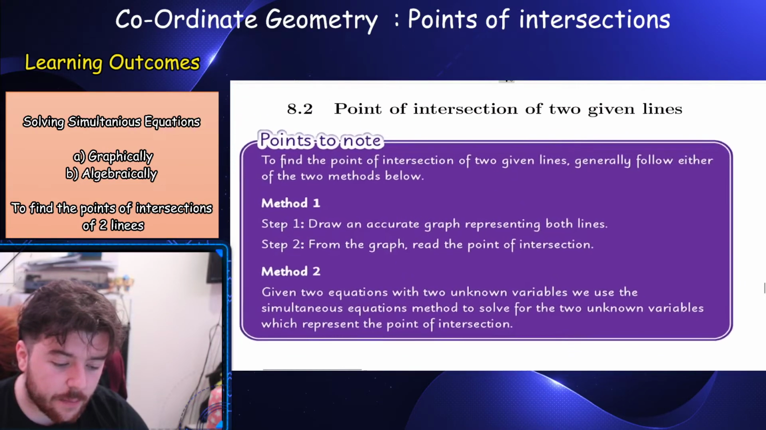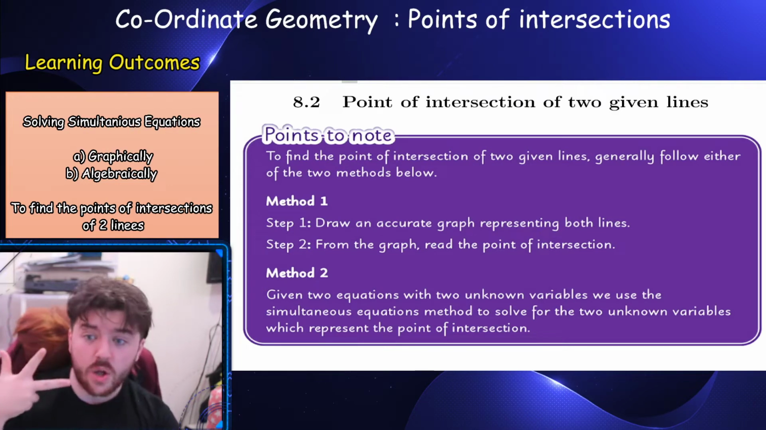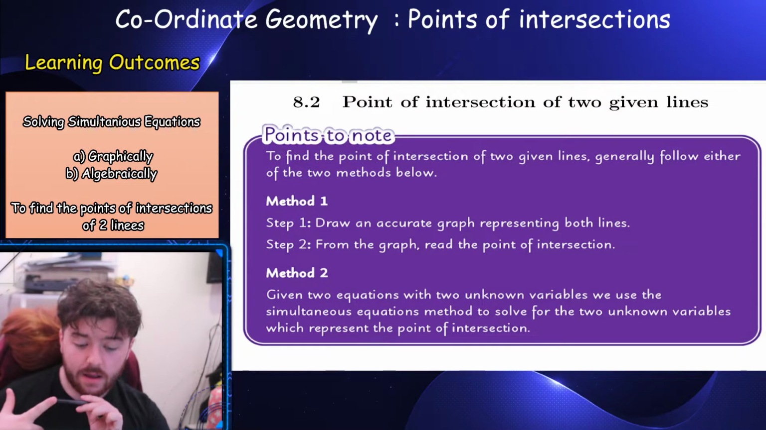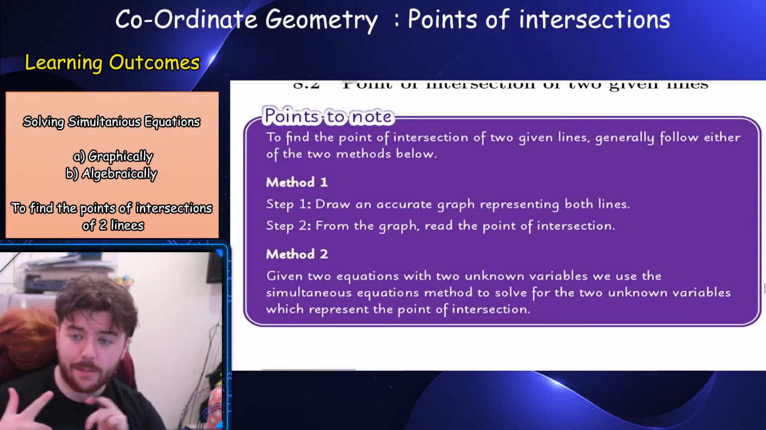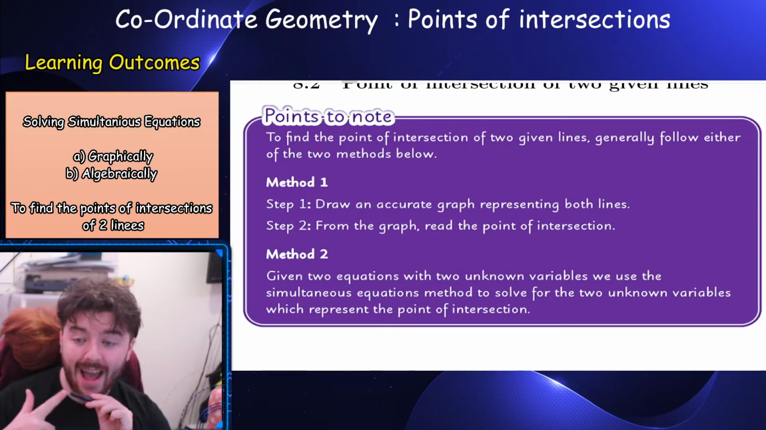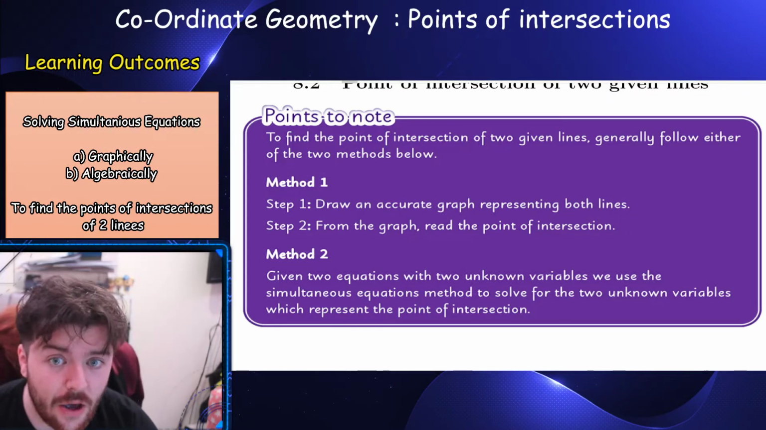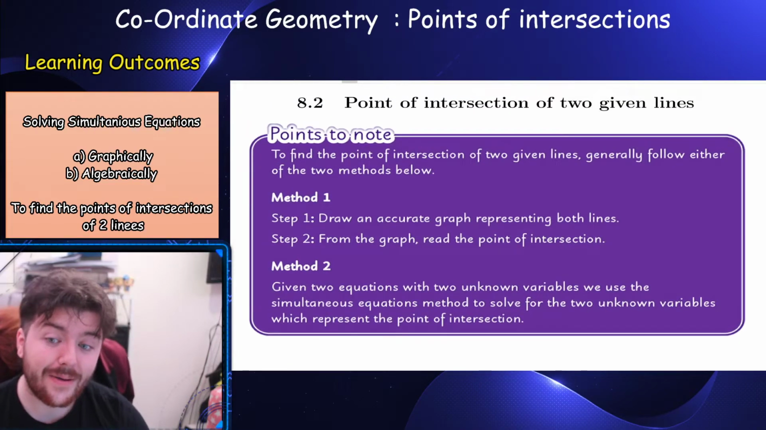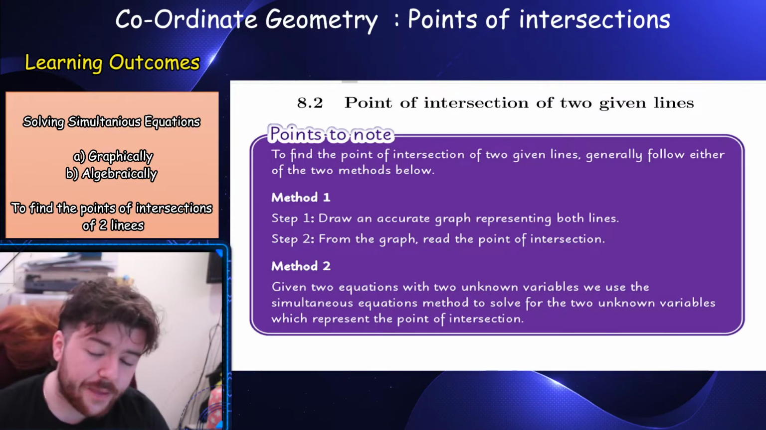Right, so points of intersection of two given lines. We have two ways to solve this. Method 1 is graphically, but I'm doing the algebraic method first. We can either A, do it graphically, i.e. draw both lines on a graph and find the point, or B, use simultaneous equations, which I think I made a video on. If I haven't, that video will be with you momentarily. Anyway, so simultaneous equations.